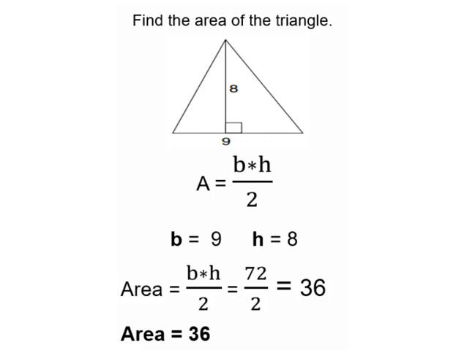All right, so we substitute in our values for 9 and 8. 9 times 8 is equal to 72. 72 divided by 2 is equal to 36. So the area of this triangle is 36. Let's move to our next question.